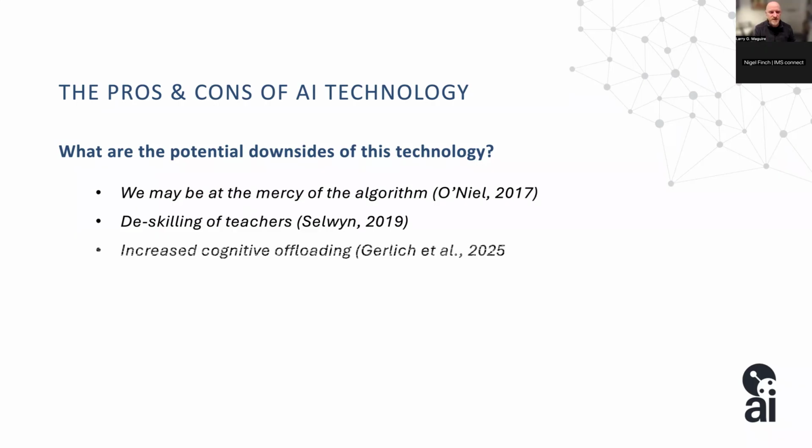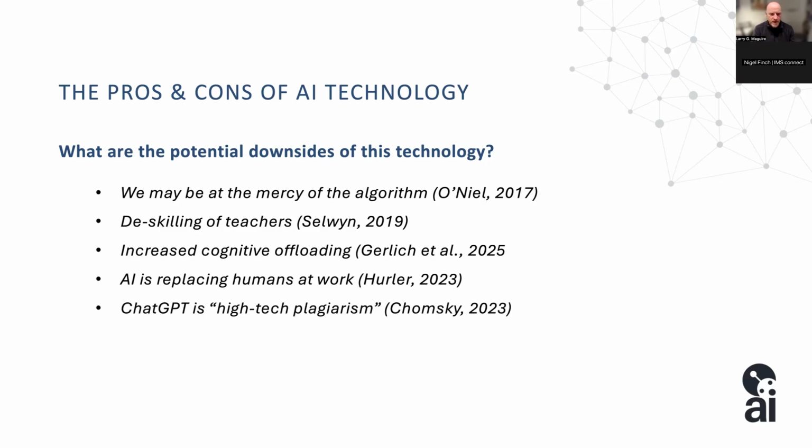There's a de-skilling of teachers as a result of AI. There's an increasing cognitive offloading. Human beings offload our thinking skills to technology such as Google search and these AIs, and we're thinking less. Our ability to make decisions is being affected. AI is replacing human beings at work and will continue to do so. Some industries are affected more. Hurler 2023 writes about this.